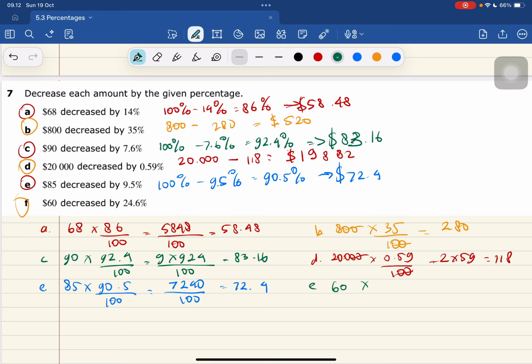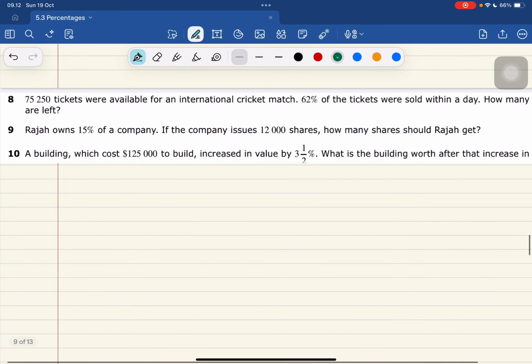And the last, decrease it, so we need to find it. $60 times 24.6 over 100, which is 6 times 246 over 100. So 6 times 246 and divided by 100 will give us the answer of 14.76. So this is 60, we minus 14.76. So this will give us the answer of, this is $45.24. Okay, now A. You can see carefully.